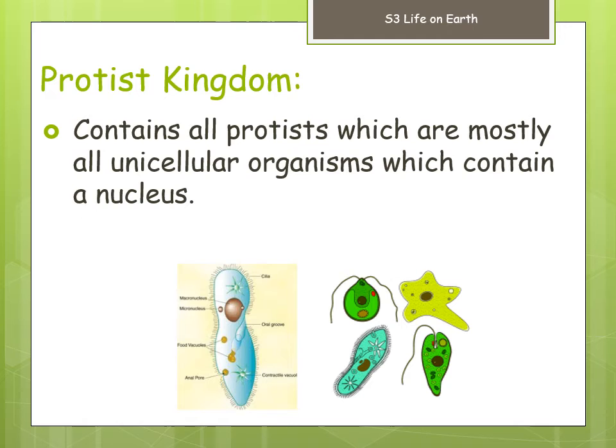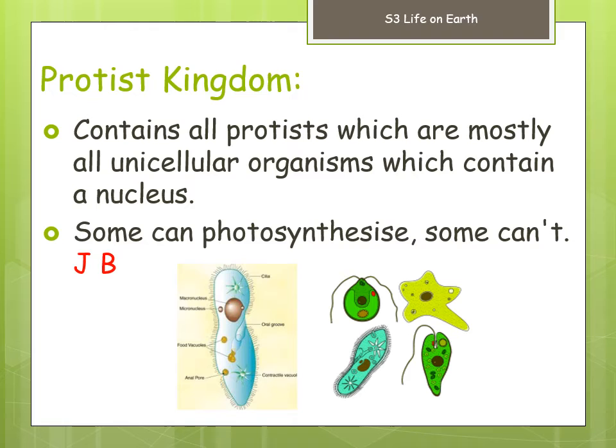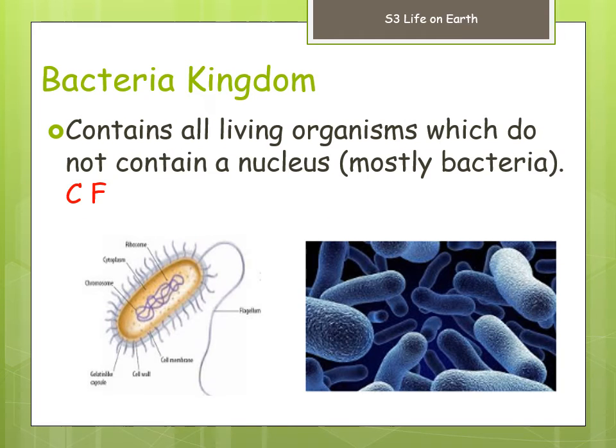Protists are mainly single-celled organisms. They contain a nucleus. Some can photosynthesize. Photosynthesis is the process of using sunlight to create food. So using light energy, converting it to chemical energy. As you can see from these diagrams, they all have a big black blob, something you'd be familiar with from first and second year, the nucleus of a cell. So they contain a nucleus, which is different from our friends and actually also enemies in the bacterial kingdom. They are living organisms which do not contain a nucleus, mostly bacteria. So protists contain a nucleus, bacteria do not.